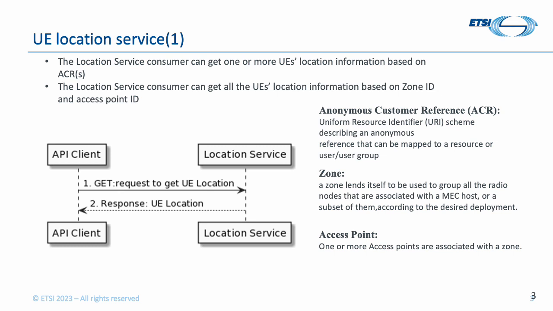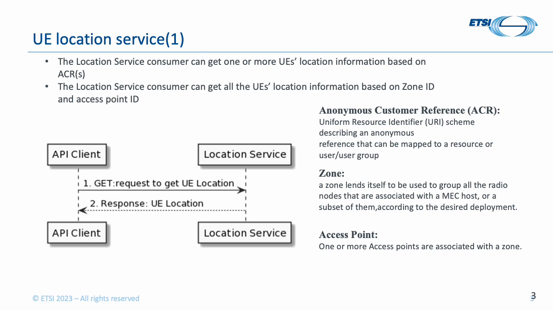The location service consumer can get one or more UE's location information based on ACR. Considering personal privacy protection, ACR can be used as query parameters of the location service to represent one or a group of users. For example, the IP address can be regarded as a kind of ACR.